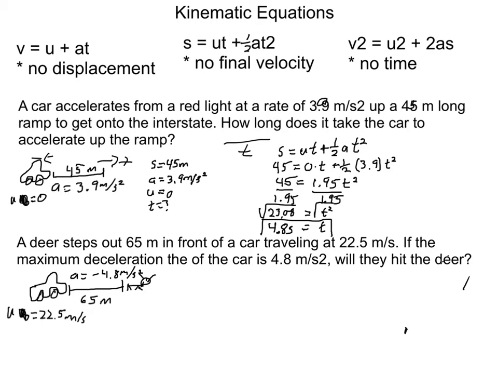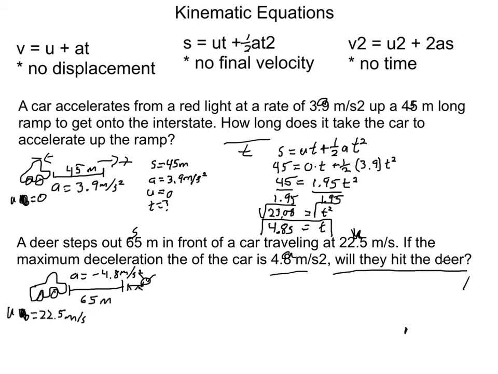All right, next problem. A deer steps out 65 meters in front of a car, traveling at... as I'm reading, I want to label, this is going to be my displacement. The car is already traveling 22.5 meters per second. That sounds like a U here, initial velocity, because it says it's traveling at this. Maximum deceleration, so I'm going to slow down, is this guy right here. This looks like A, except I'm going to need to be careful about that. I'll show that here in a moment. Will they hit the deer?